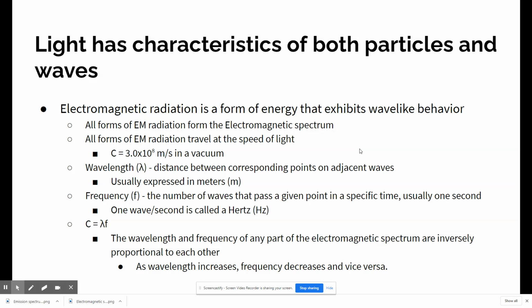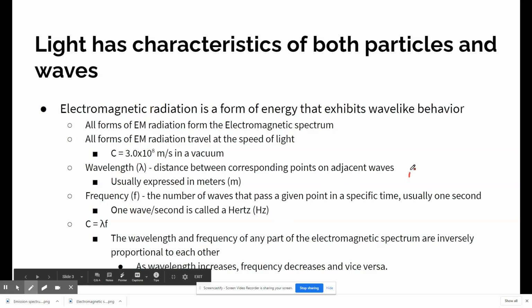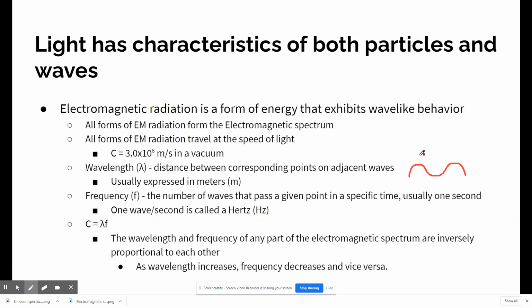So we view light as having both characteristics of particles and characteristics of waves. It acts like a wave in that it has a wavelength and a frequency, and it travels at a certain speed. So if y'all don't remember from past classes where you've studied waves, wavelength is the distance between two corresponding points on adjacent waves. It's usually measured from crest to crest. So if I draw this wave, this is the wavelength.